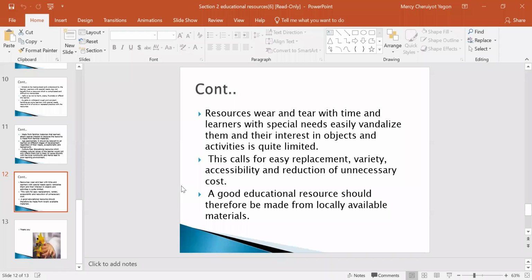Resources wear and tear with time, and learners with special needs easily vandalize them, and their interest in objects and activities is quite limited. This calls for easy replacement, variety, accessibility, and reduction of unnecessary costs. So a good educational resource should therefore be made from locally available materials.